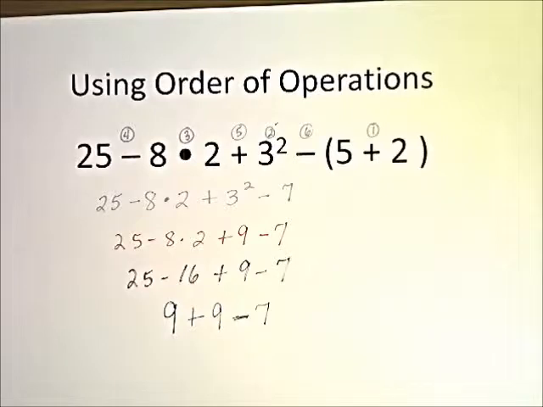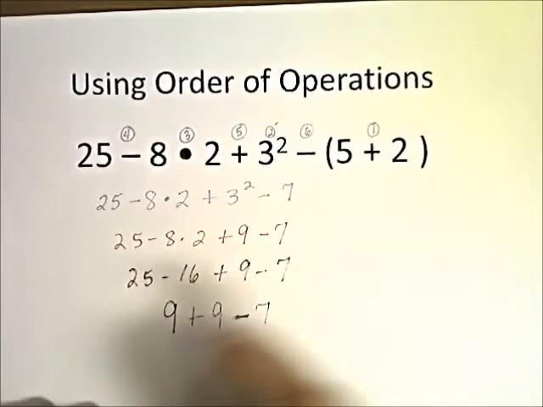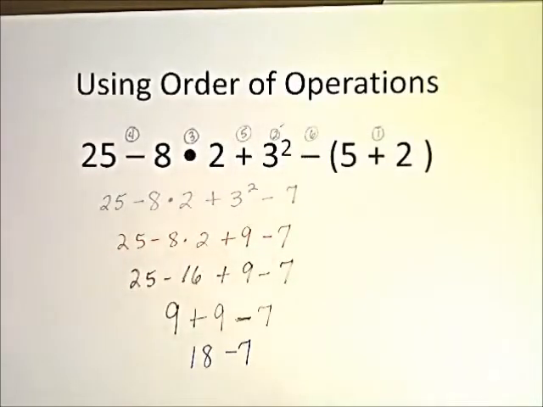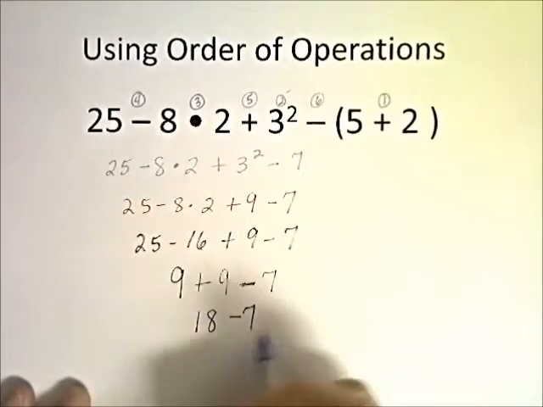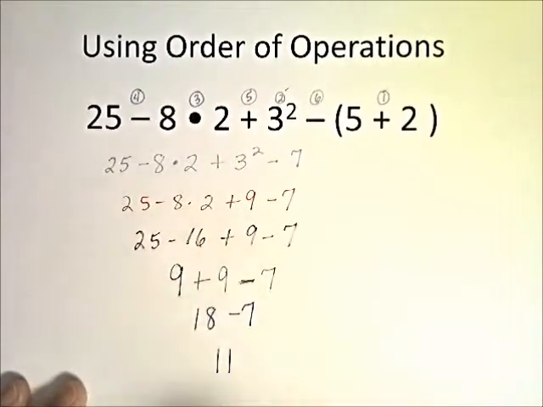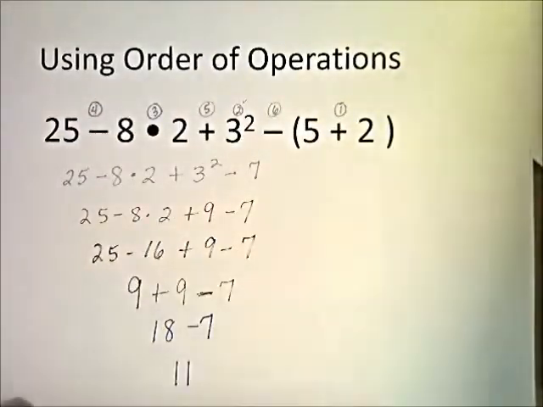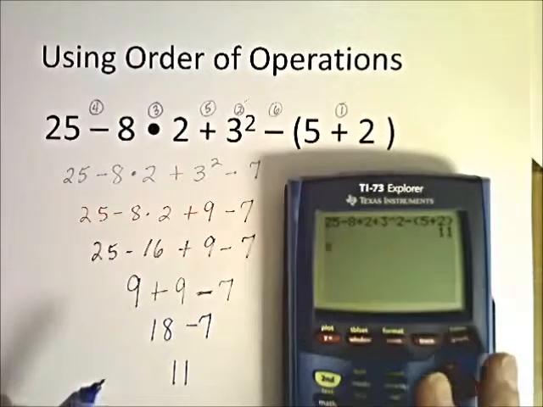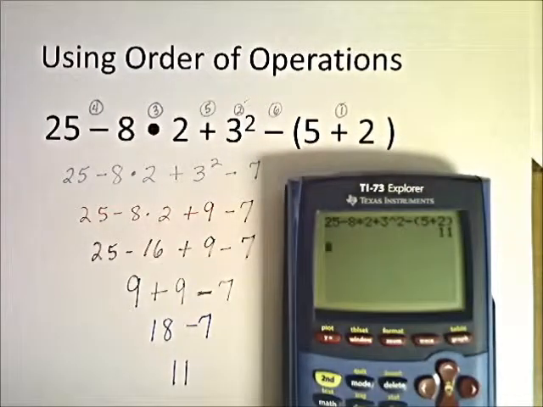We have 9 plus 9 minus 7. We're working from left to right. So this time we have 9 plus 9, which is 18, minus 7. And our last step is 18 minus 7, which is 11. And if we remember from before, or we can go ahead and put that back in the calculator again. Oh, well, there it is. It showed up already. 25 minus 8 times 2 plus 3 to the second power, 3 squared, minus 5 plus 2 in parentheses is 11.